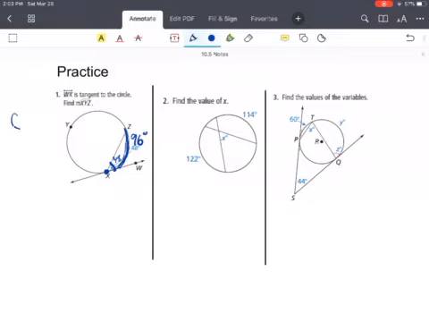And then I know that the whole circle equals 360 degrees. So then the measure of x, y, z is going to be equal to 264 degrees.